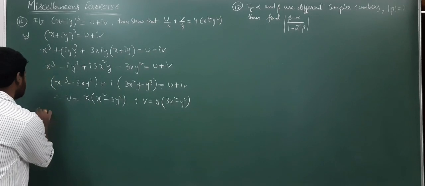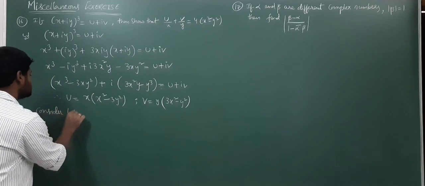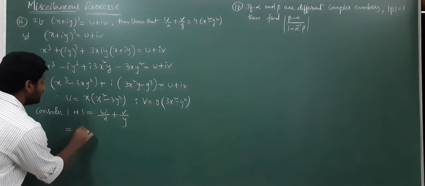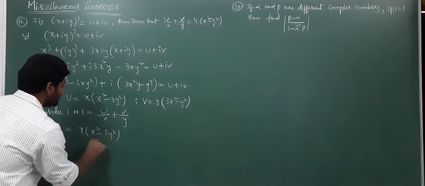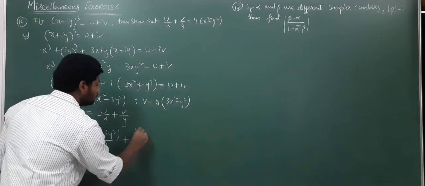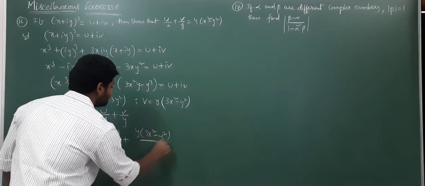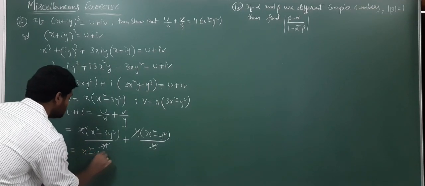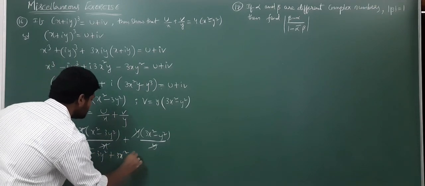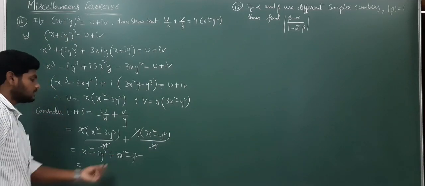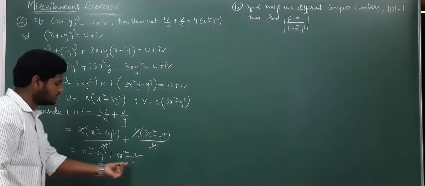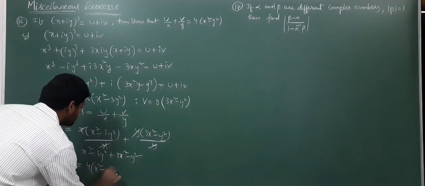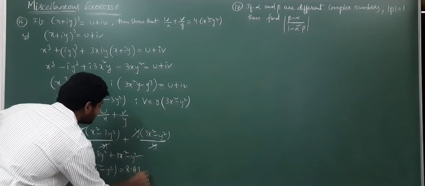Those two we need to substitute in the LHS. So consider the LHS, which is u by x plus v by y. What is u here? x into (x square minus 3y square) by x, plus what is v? y into (3x square minus y square) by y. x and y cancel. What will we get? x square minus 3y square plus 3x square minus y square. So x square plus 3x square is 4x square, and minus 3y square minus y square is minus 4y square. If we take 4 common, it will be 4 times (x square minus y square), which is our required RHS.